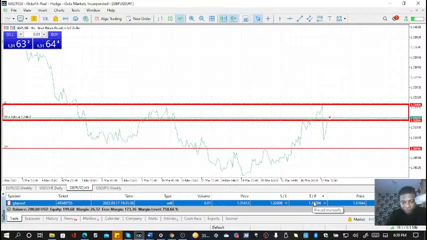If you are asking for the take profit, I've already stated it there. You can see the take profit level is 1.30766 and the stop loss is 1.32008.